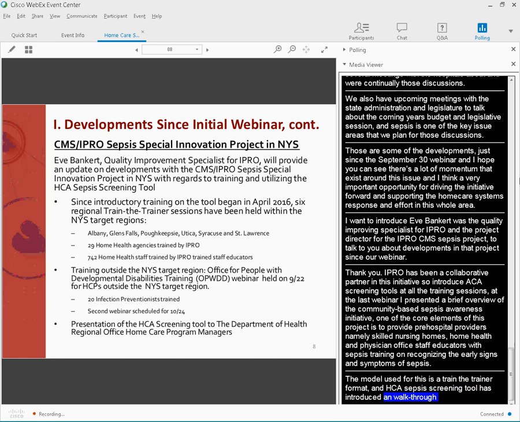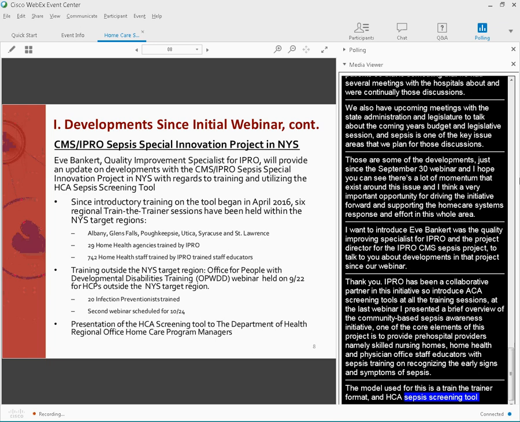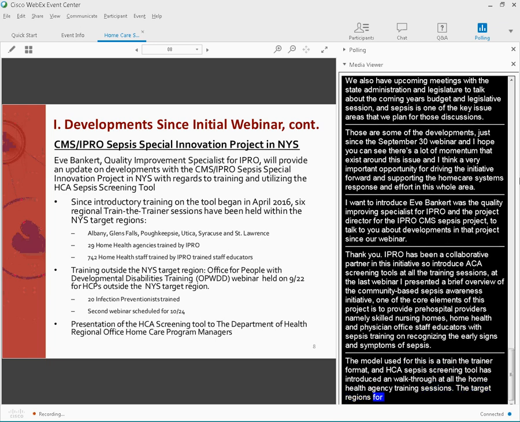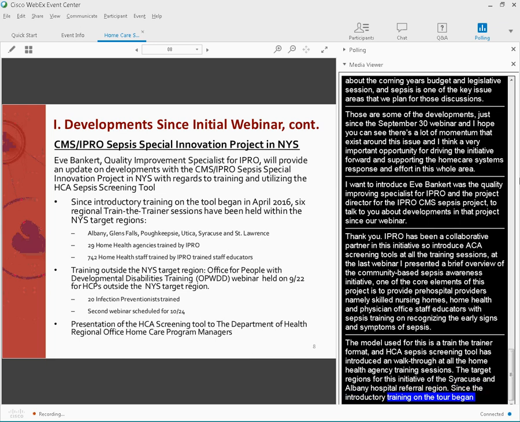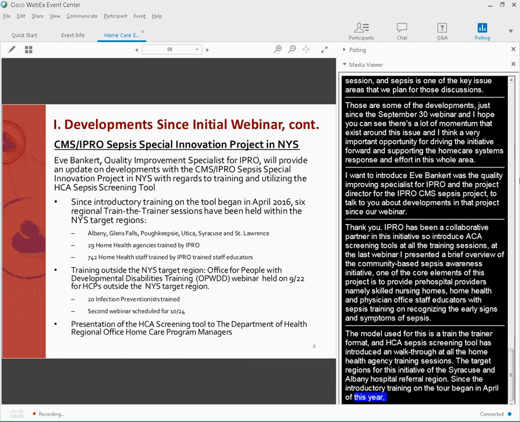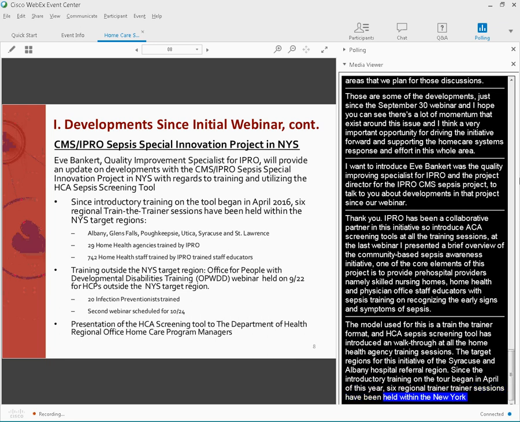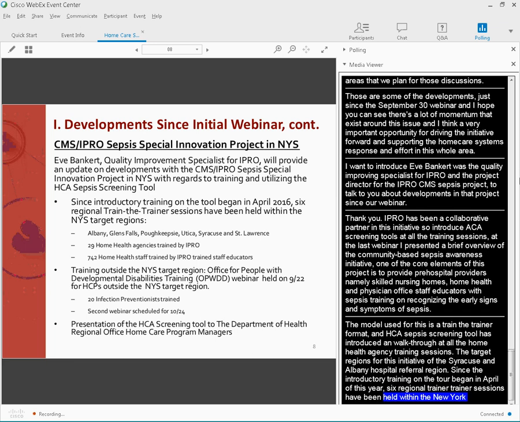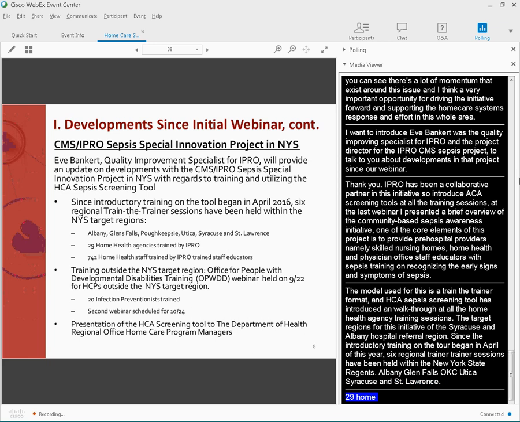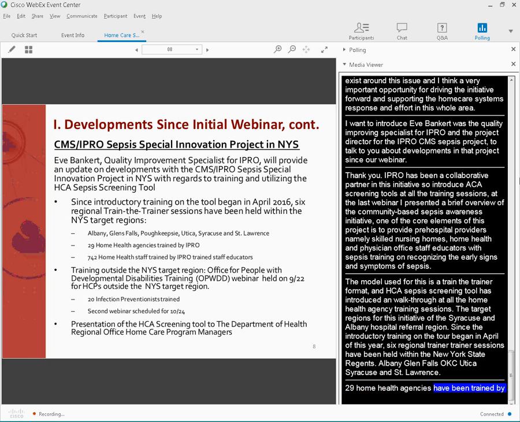The target regions for this initiative are the Syracuse and Albany hospital referral region. So since the introductory training on the tool began in April of this year, 6 regional train-the-trainer sessions have been held within the New York State target region: Albany, Glens Falls, Poughkeepsie, Utica, Syracuse, and the St. Lawrence region. 29 home health agencies have been trained by IPRO staff. 742 home health staff have been trained by IPRO-trained staff educators.